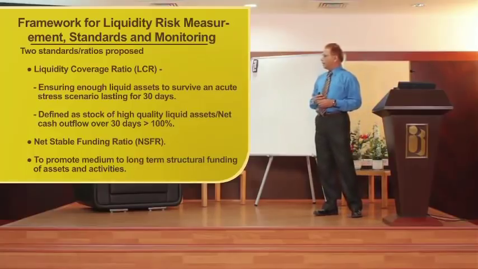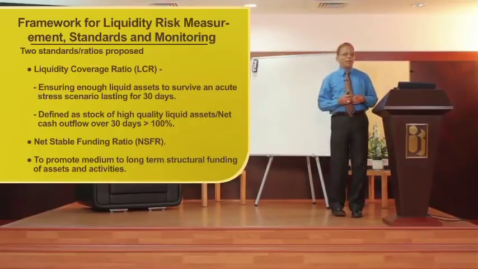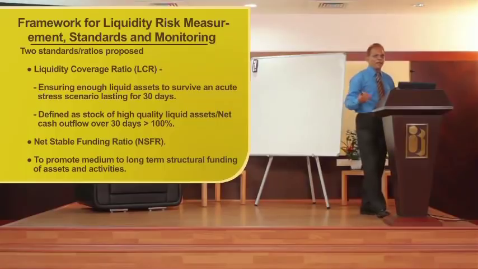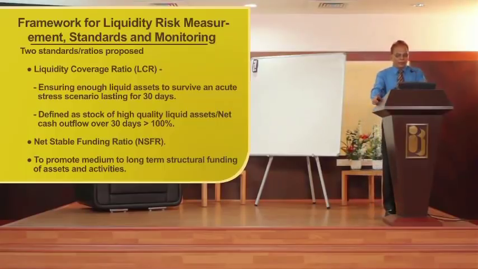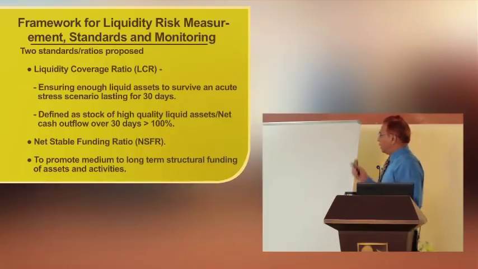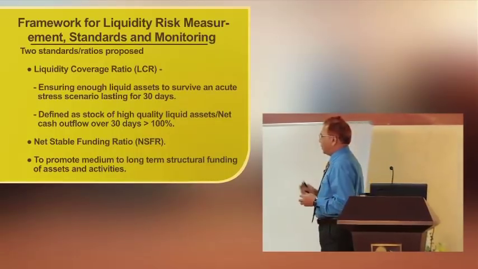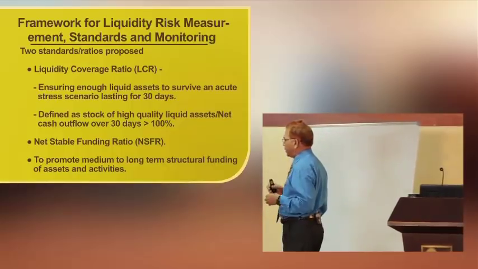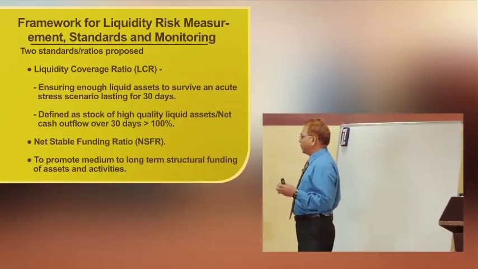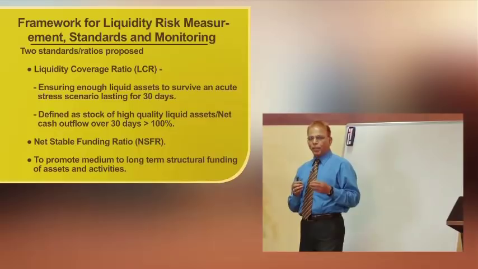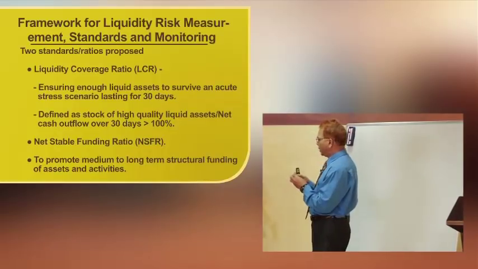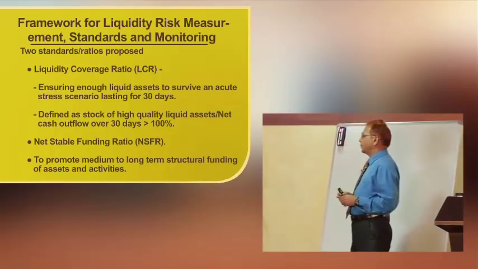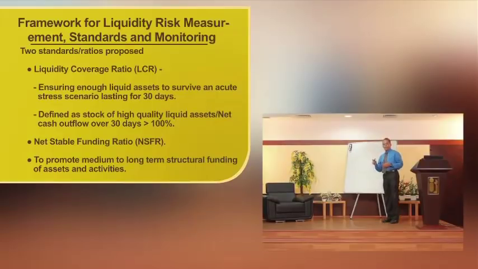And here the numerator is basically high quality liquid assets which can be encashed in any market condition. That's how we define high quality liquid assets. And the net cash outflow, this outflow is in an acute stress scenario, where there is a sort of a run, not exactly a run, but there is a withdrawal of deposits, and whether the bank can sustain this kind of not very common feature for the next 30 days.